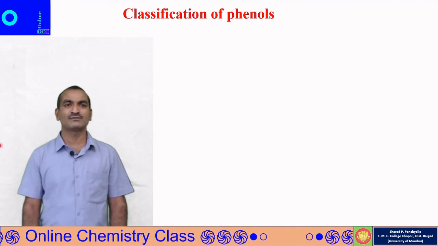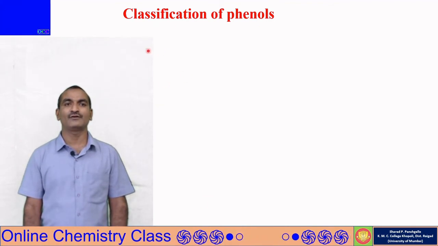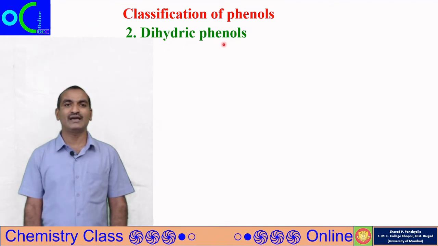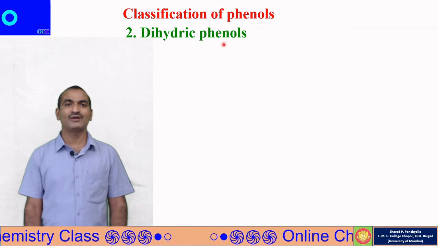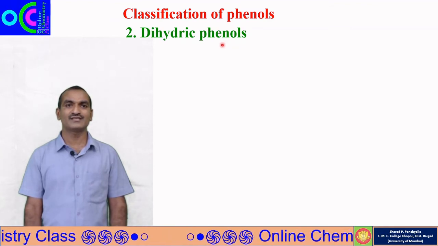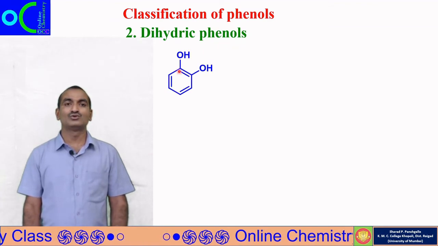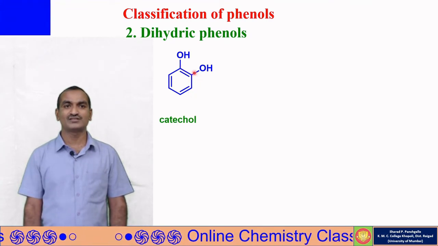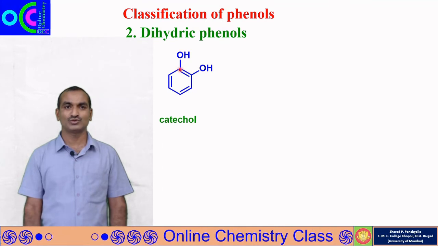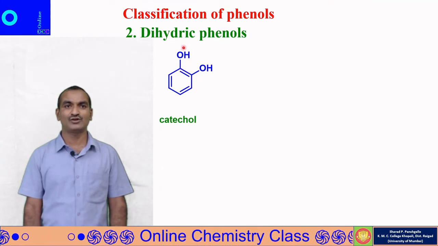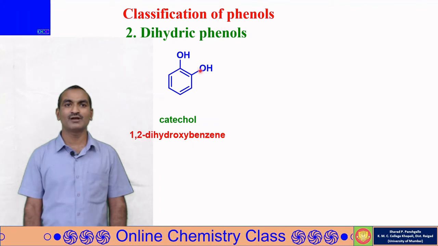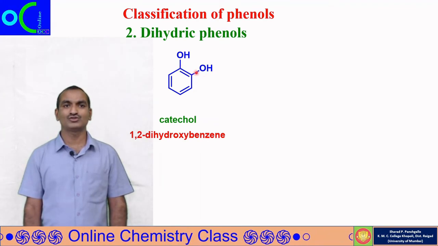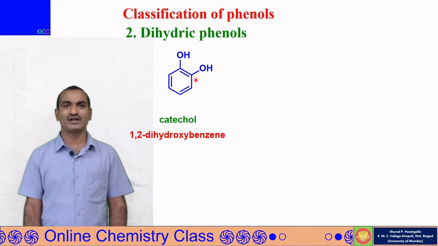Now we are going to discuss the dihydric phenols. In dihydric phenols, the two OH groups are directly bonded to the aromatic ring. Earlier we have seen one example. This is catechol. Here the two hydroxy groups are adjacent to each other. The carbon on which a hydroxy group is present will be given number 1, then the next carbon will be number 2. So the two hydroxy groups are present at position 1 and position 2.